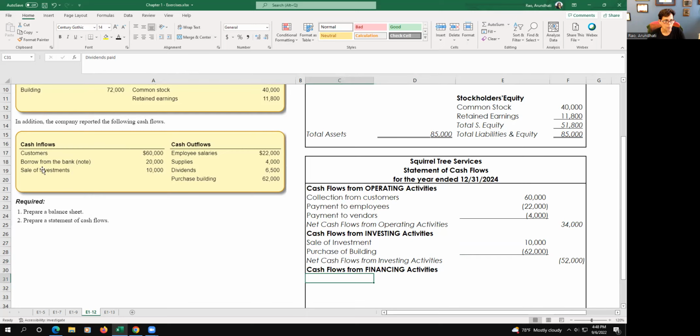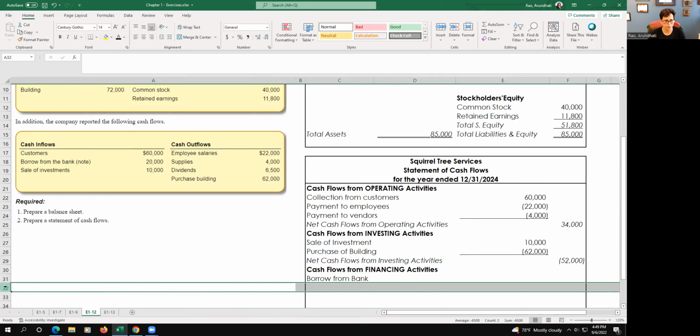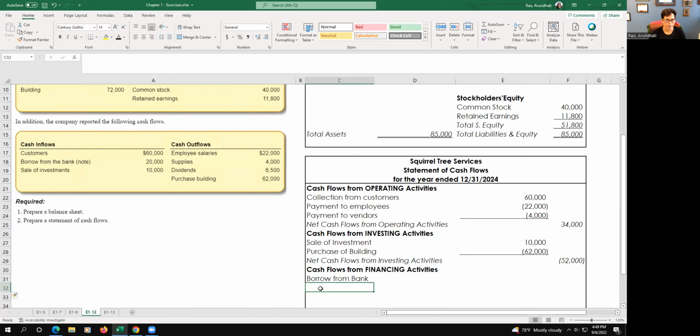Okay. I borrowed from the bank. That's cash inflow. So let me write that down first. Borrow from bank. This will also help if I change the color over here. I'm going to insert a line over here, and I paid dividends. Let me write paid dividends.